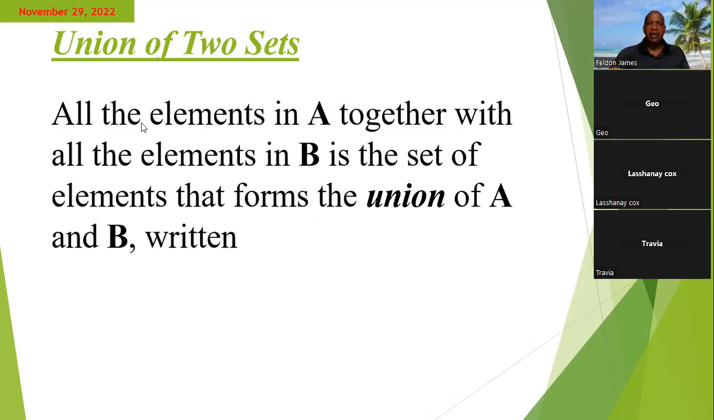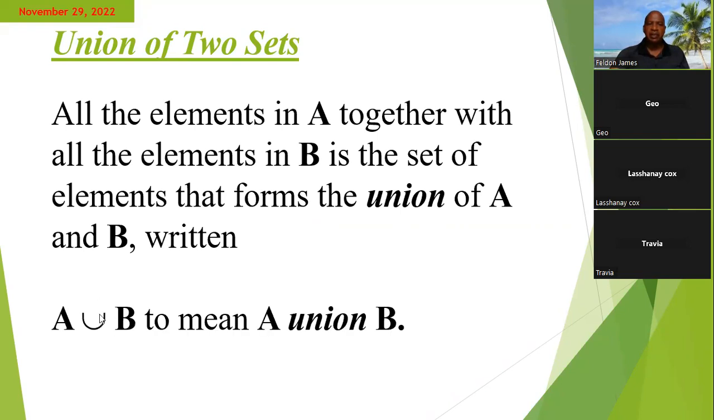All right, so all the elements in A together with all the elements in B is the set of elements that forms the union of sets A and B. And it is written with a symbol looking like a U. So you shouldn't miss that symbol, because union starts with a U. The symbol looks like a U. So you should know what symbol is appropriate to use when you're referring to union. So A union B, or A with the symbol looking like a U, means A union B.